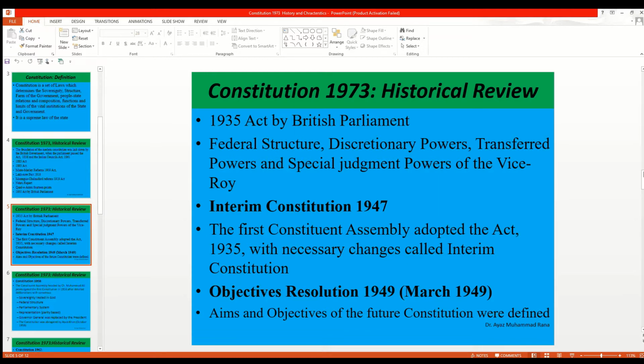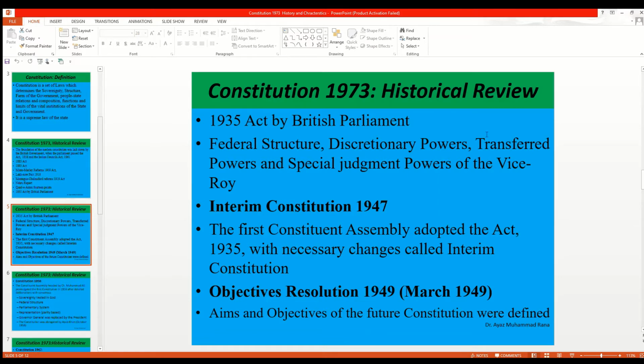Some are used to say the Provisional Constitution. However, this constitutional document worked up to 1956. The first proper document of the Constitution was passed in March 1949 by the first Constituent Assembly, which was headed by Nawab Liaquat Ali Khan. In this document, aims and objectives of the future Constitution were defined.